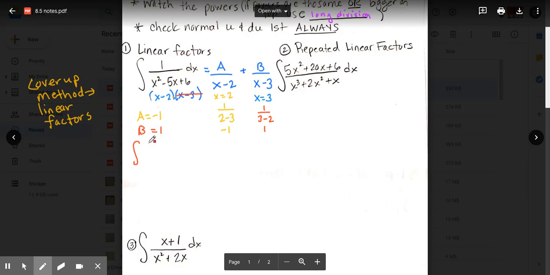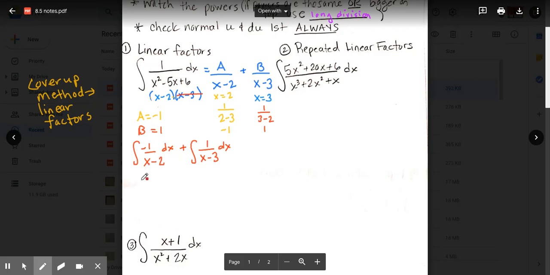So the fractions it came from: this one right here is negative 1 over x minus 2, so we're going to integrate that, plus the second fraction, 1 over x minus 3. And now you integrate each one of these separately. Like back in algebra 2, you were given negative 1 over x minus 2 plus 1 over x minus 3 and told to simplify it, meaning make it one fraction, which you would end up getting back this right here.